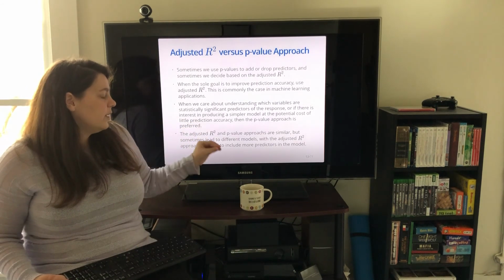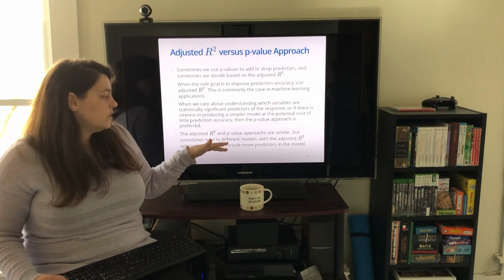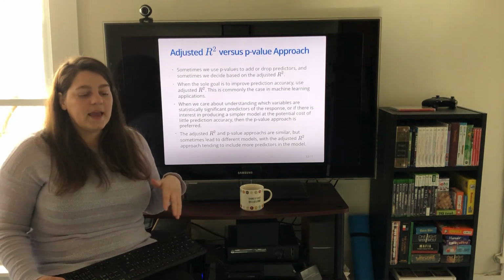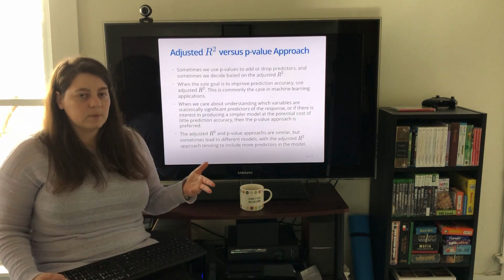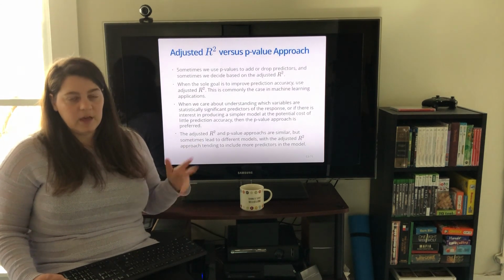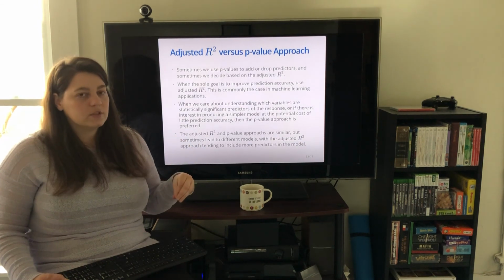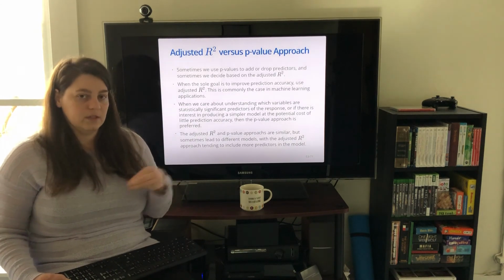And they're pretty similar, but what happens is that adjusted R-squared tends to include more predictors in the model. So it can be beneficial in terms of prediction accuracy to include lots of things, but if you're looking for patterns and relationships, sometimes we want to get rid of them and just look at very streamlined models with smaller numbers of predictors, because those are often easier to interpret in terms of what's going on between the different variables.